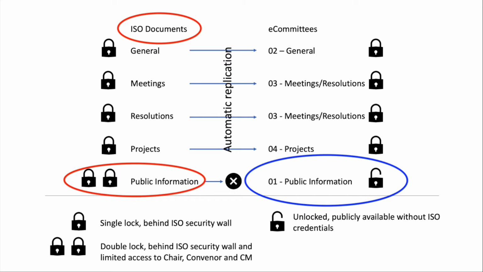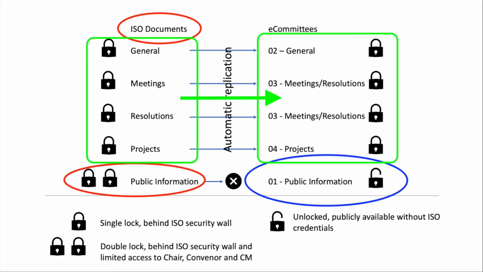When a document's posted to some of the ISO document folders, the general, meetings, resolutions folders, etc., there's a background process that automatically runs and synchronizes the files from the ISO document system to the e-committee system. Unfortunately, the public information folder isn't one of them.